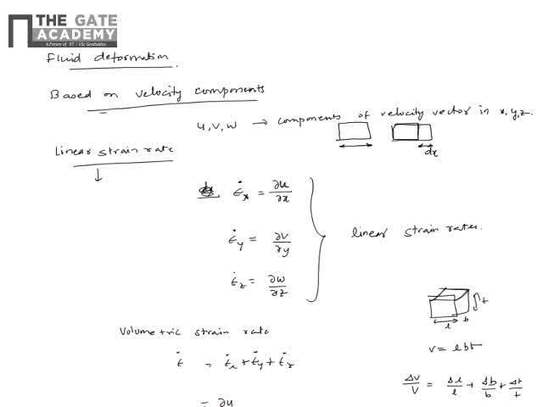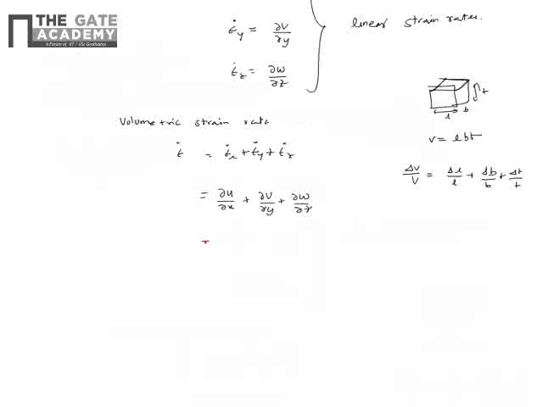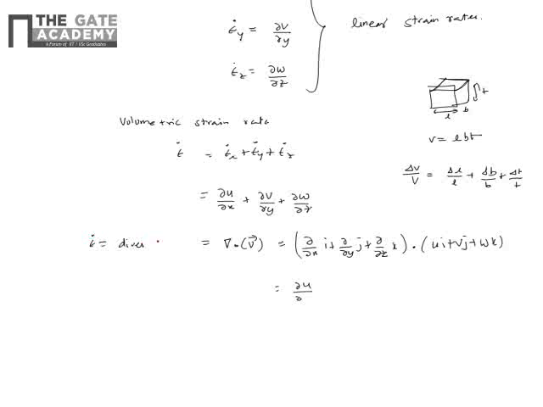So that is ∂u/∂x + ∂v/∂y + ∂w/∂z. This can also be written in vector calculus as the divergence of the velocity vector, that is (∂/∂x i + ∂/∂y j + ∂/∂z k) dot product with the velocity vector (u i + v j + w k). If you take the dot product you get back the same thing. So the volumetric strain rate is the divergence of the velocity vector.